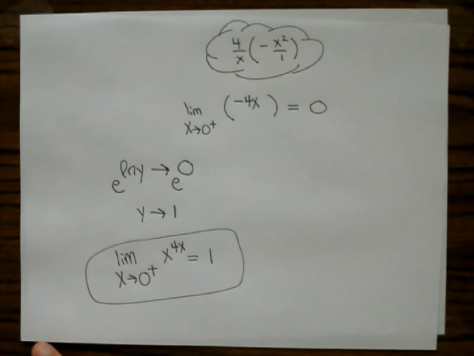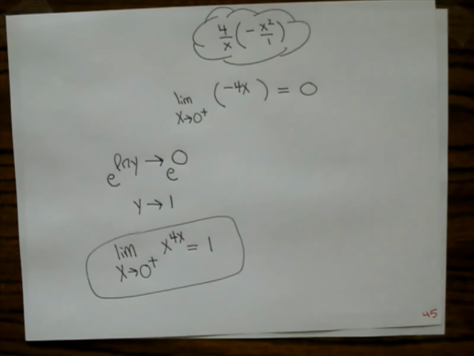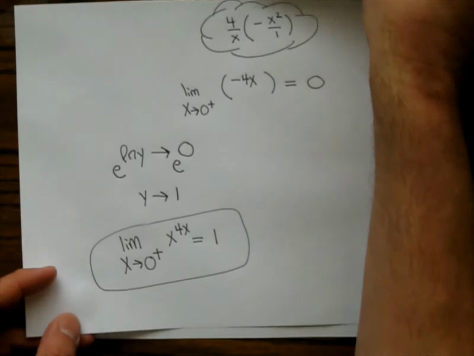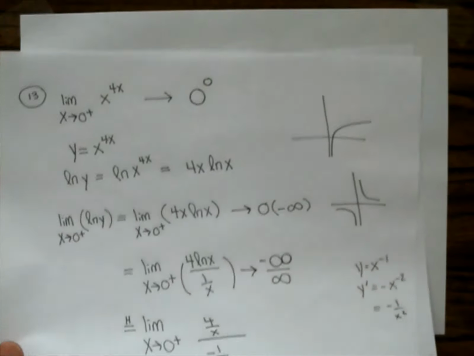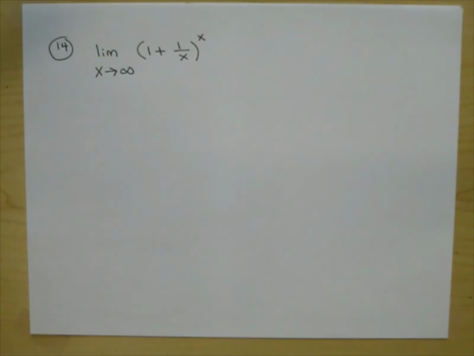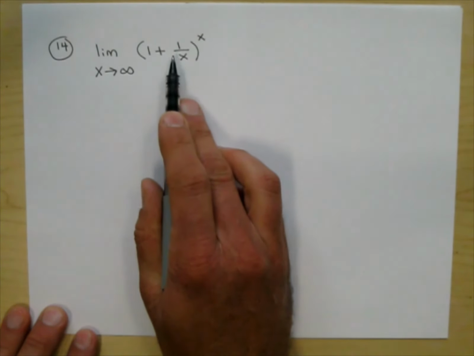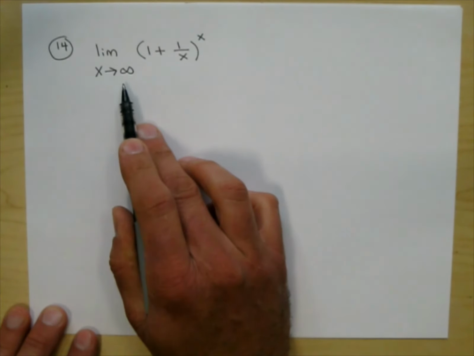I'm going to do one more problem as a bonus problem, but this takes us up to the 45-minute mark. I'll go ahead and do number 14, but for most of you, you can just turn this off and say, okay, we've had the lecture on this. Problem number 14: the limit of 1 plus 1 over x raised to the x as x goes to infinity.